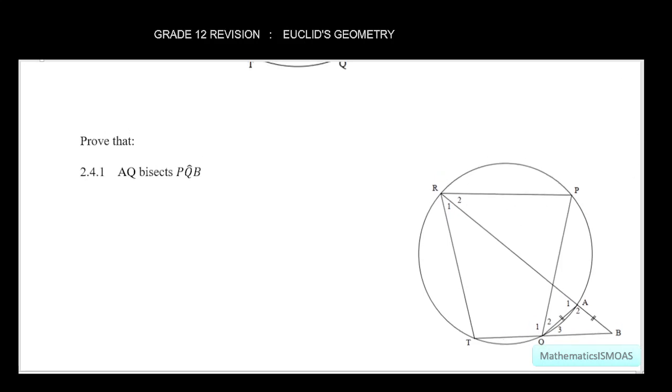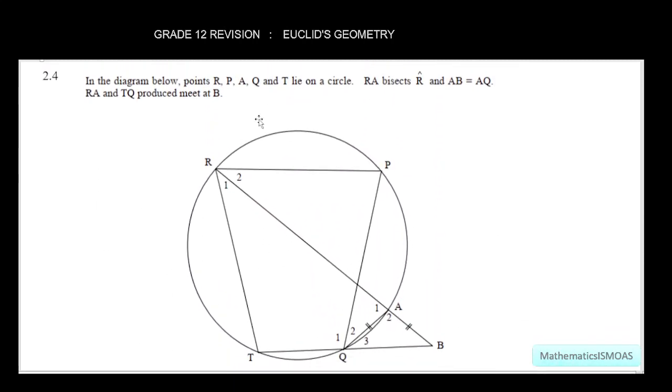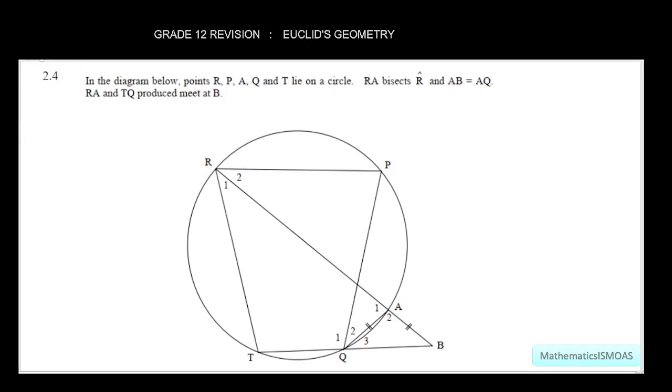Okay, we are now on question 2.4. In the diagram below, points R, P, A, Q, and T lie on the circle. Points R, T, Q, A, and P lie on the circle.